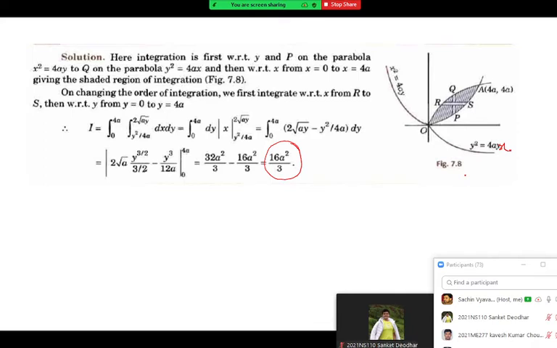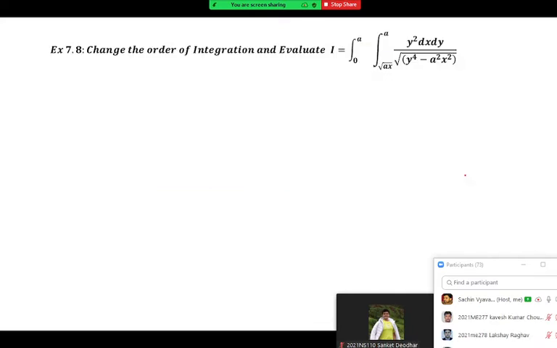Have you completed this? Can we move to the third question? Yes, sir. So this is the 7.8, second last question for today. Change the order of integration and evaluate. First tell me the boundary equations. What should be the boundaries?